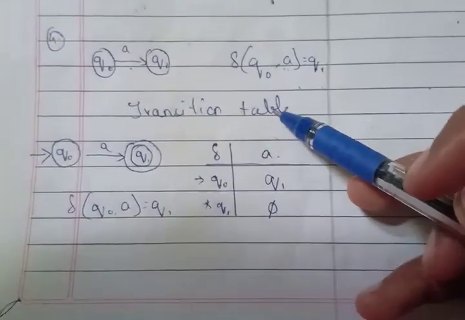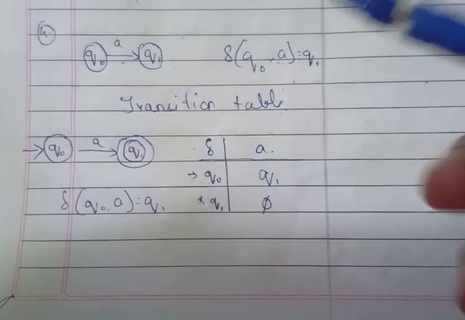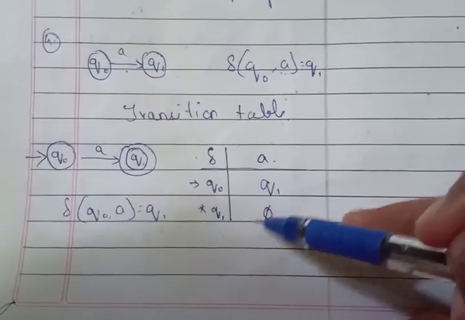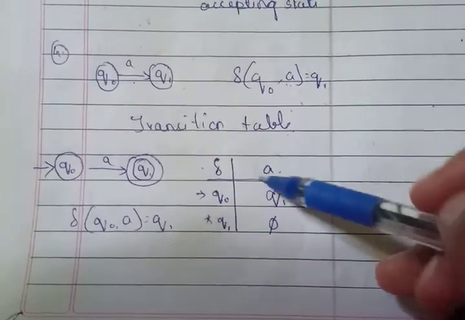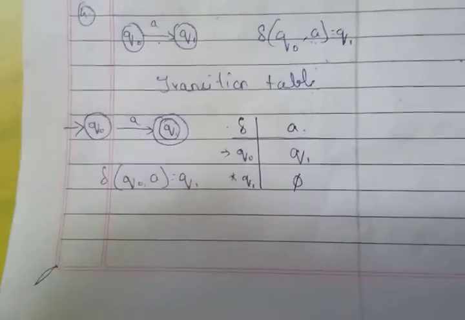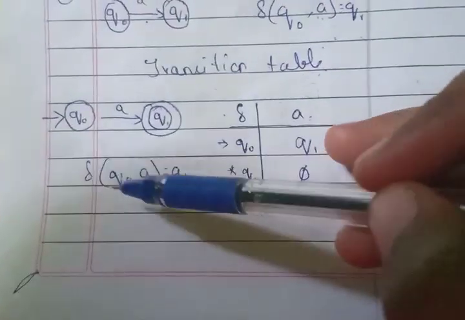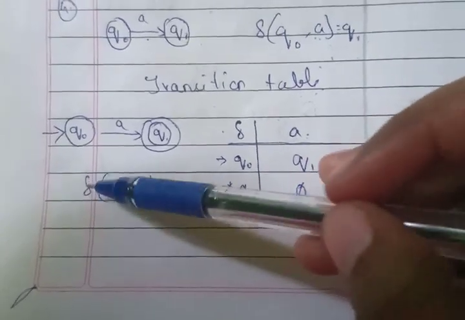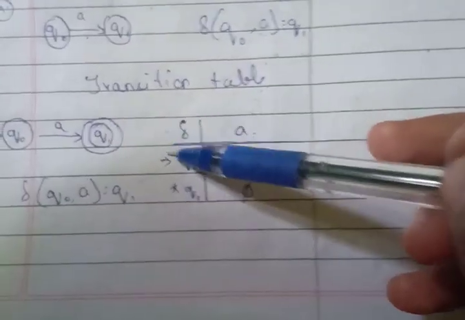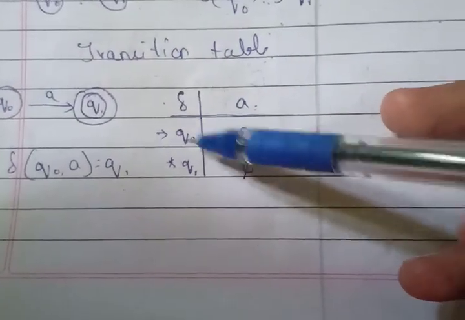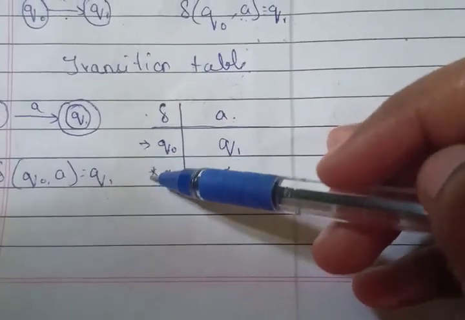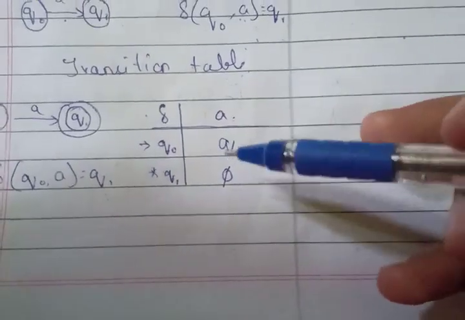Next, the transition table. Finite automata can be represented in terms of tables, which have rows of states and columns of input symbols. You can see A as the input symbol here and Q0, Q1 as the states. According to the function delta of Q0 on accepting input A, it goes to Q1. Likewise, in the table, the initial state is represented with an arrow and the final state is represented with a mark.